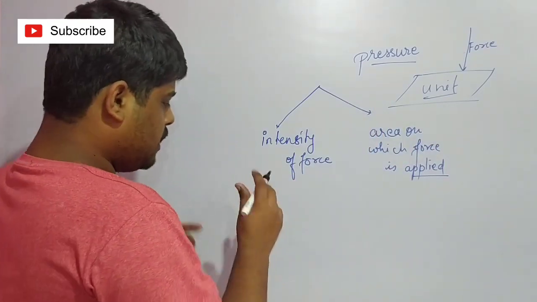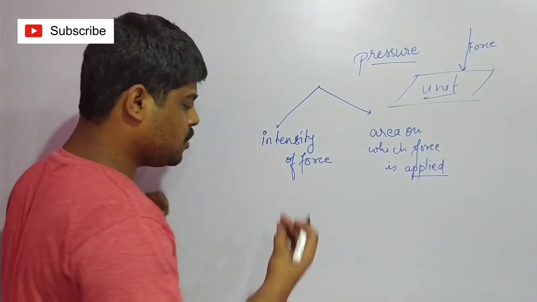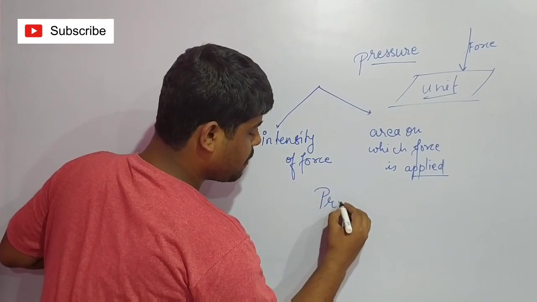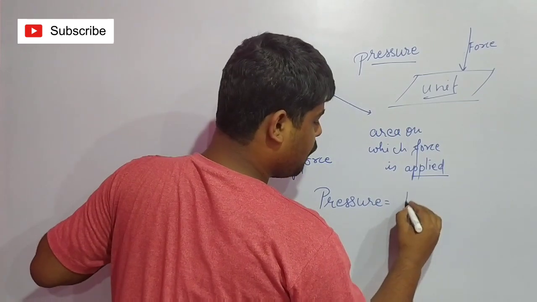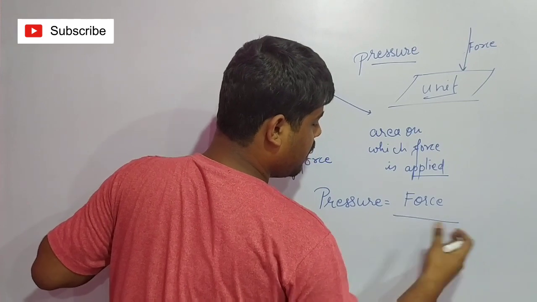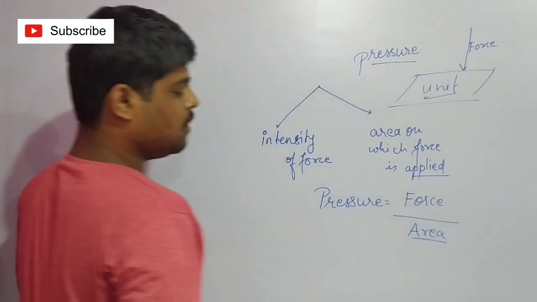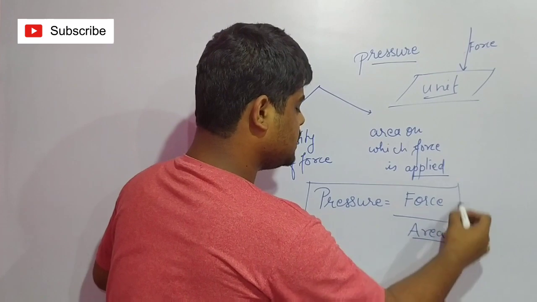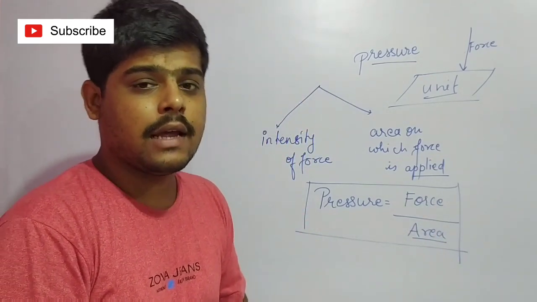Now, in science, all quantities have a formula. So, pressure also has a formula. Pressure is equal to force divided by area. The formula for pressure is force upon, or divided by, area.